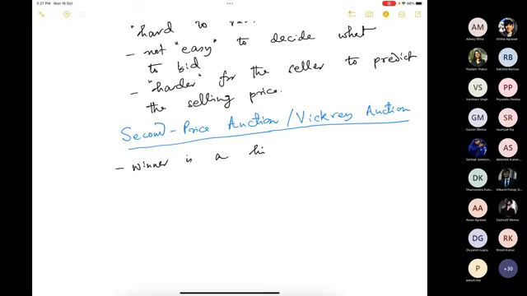The winner is, as before, the highest bidder. But in the first price auction, the winner had to pay his or her bid. In the second price auction, he or she does not need to pay his or her bid, and may have to pay slightly less. So the winner pays the second highest bid.